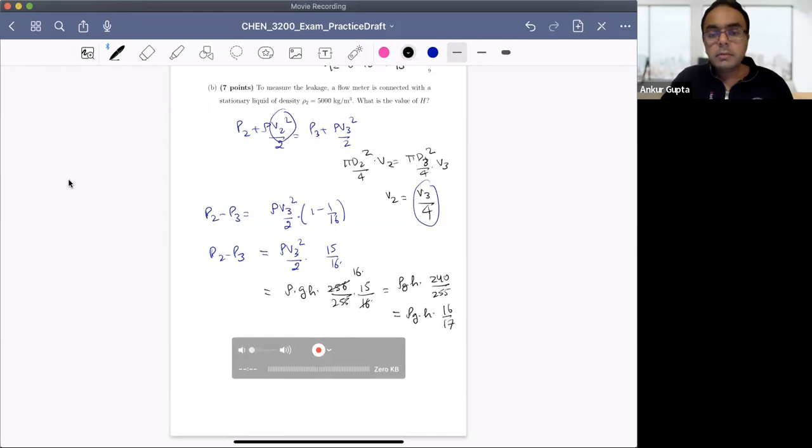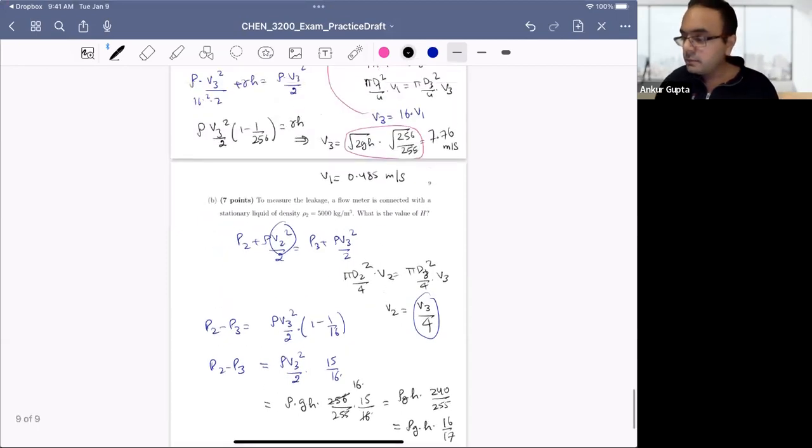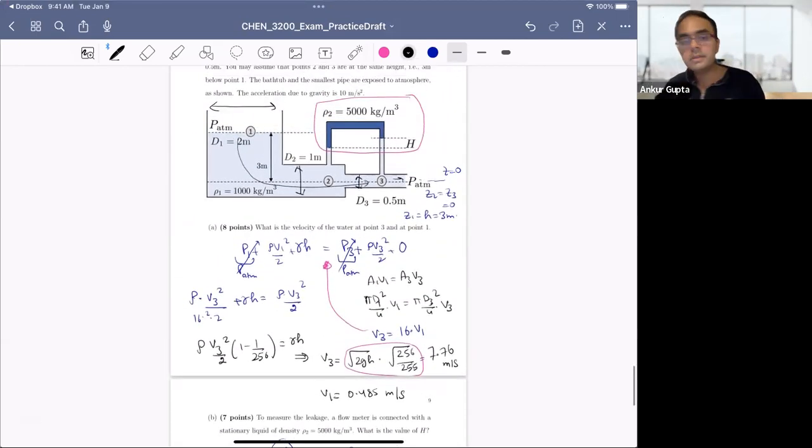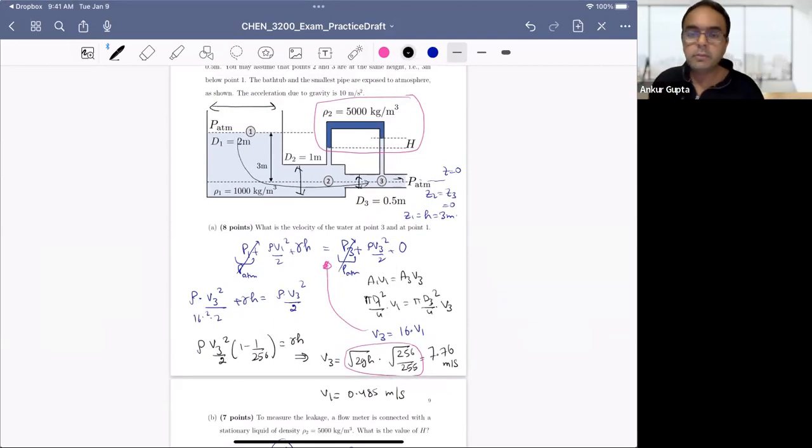Now, this is not what the problem is asking. The problem is asking us to calculate capital H. And that's where I feel more practice can help you. You can do a more traditional approach of finding every single point, but we know essentially we're looking for how much extra weight this portion is supporting. So pressure here is higher. That is what we are getting.